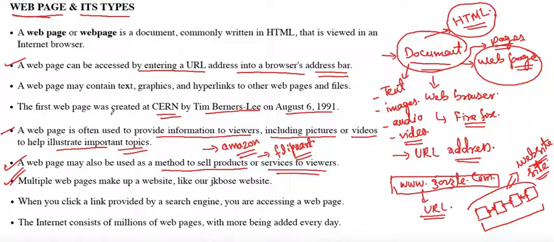Today, if you see, the internet contains millions of web pages, and every day new web pages are added. So this information, the world wide web, is expanding in nature. Every day we have a number of web pages that are added. So this is all about web pages, and in the next session we will see what the types of web pages are.